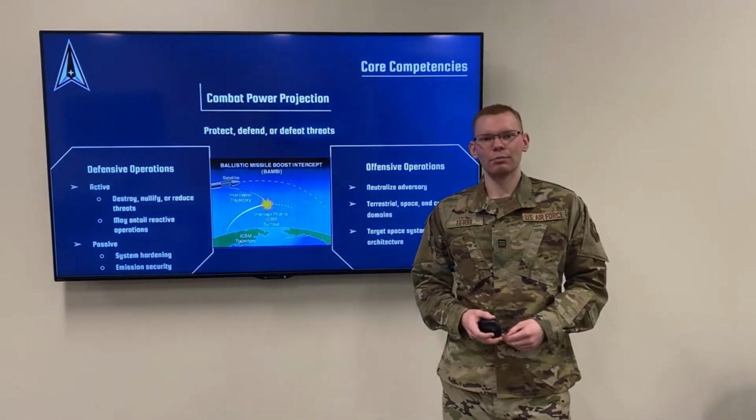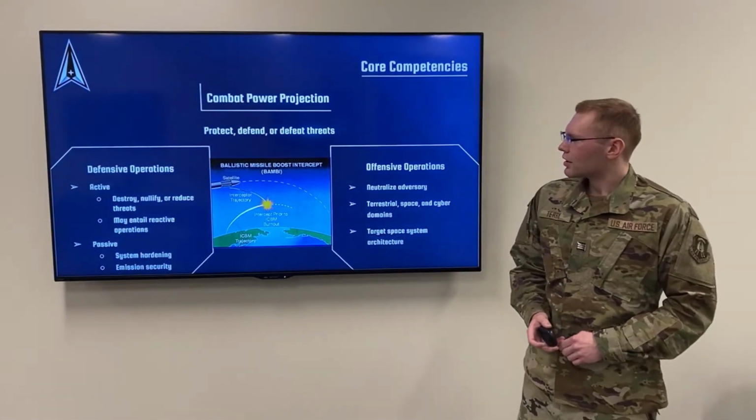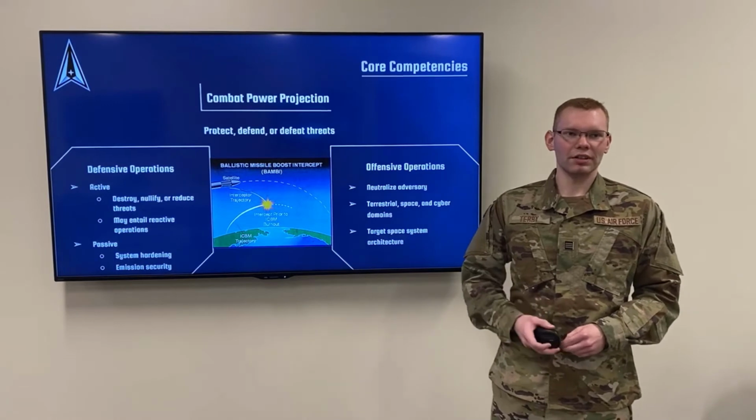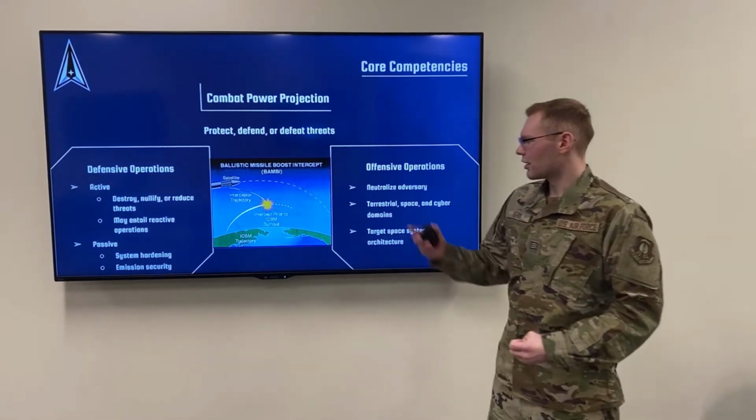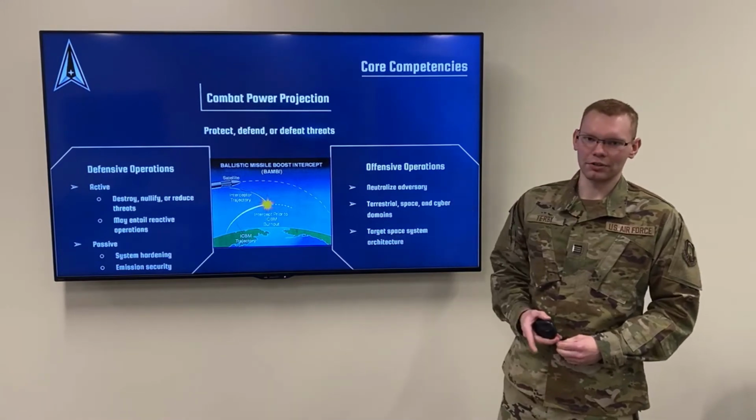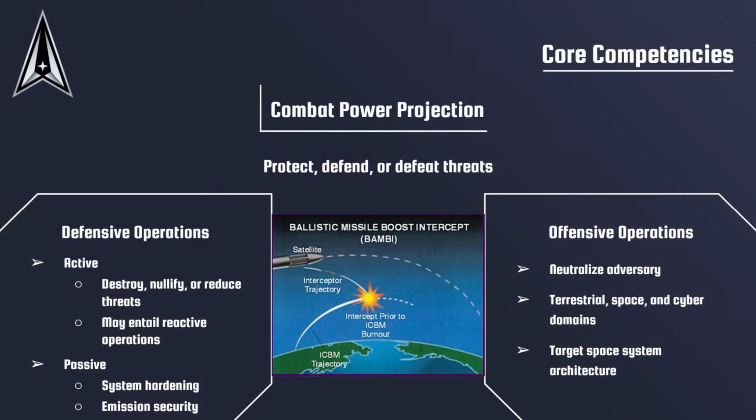Next, we're going to get into combat power projection. So, in essence, we're here to protect, defend, and defeat threats. We are a military branch, is what we're here to do. So we have defensive operations, offensive operations. Let's go into the defensive first. So we have active defensive operations, such as destroying, nullifying, or reducing threats in space. This may entail reactive capabilities, such as if an enemy launches a rocket at us or a missile, how do we protect against that in space?